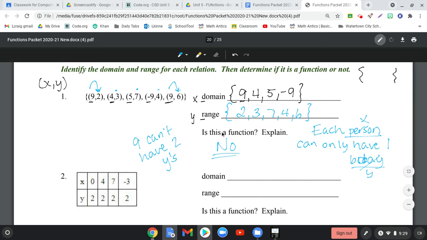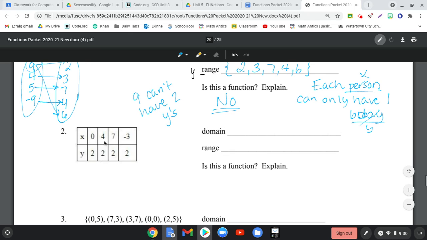If you wanted to, you can quickly make a mapping diagram for this. If it's hard for you to notice that, remember your domain goes in the first circle, 9, 4, 5, -9. Our range goes in the second, 2, 3, 7, 4, 6. So it's a good review too, because you're going to have to be able to make a mapping diagram. So 9 goes to 2, 4 goes to 3, 5 goes to 7, -9 goes to 4, and then 9 goes to 6. So right here is where you can see that it's not a function.